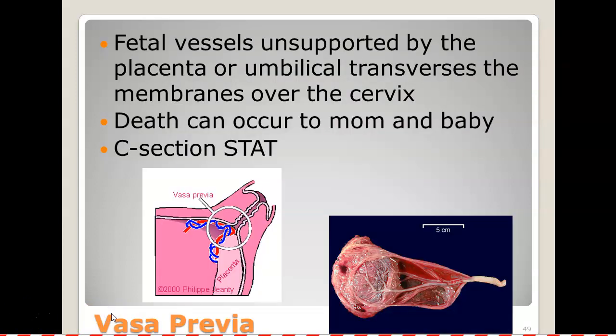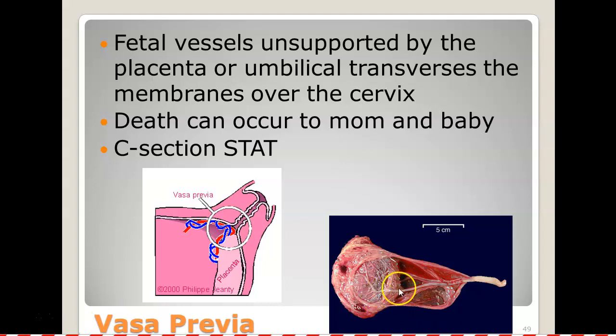Another high-risk delivery complication can be something called a vasa previa. This is when fetal vessels that are unsupported by the placenta or the umbilical cord traverse the membranes over the cervix. So death can occur to mom and baby. So this is serious. It's not very common, thankfully, but it is a complication that can occur.